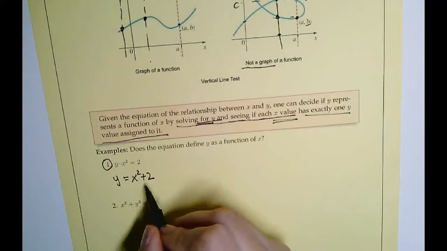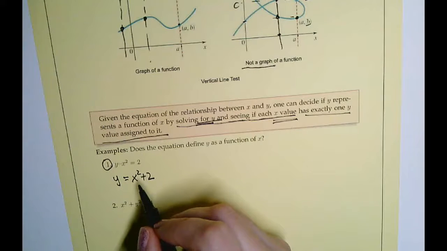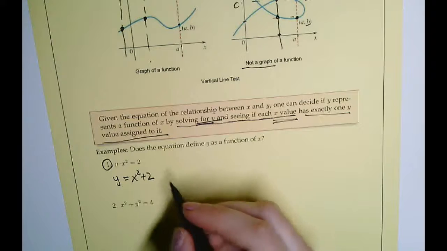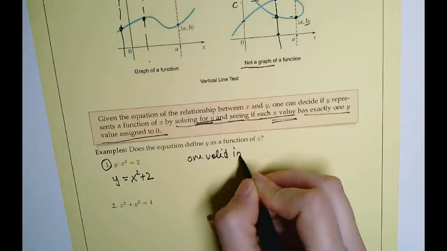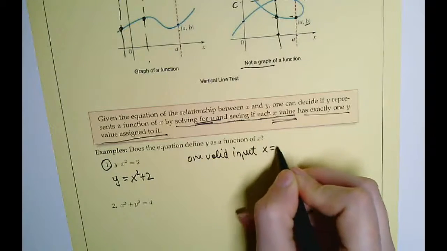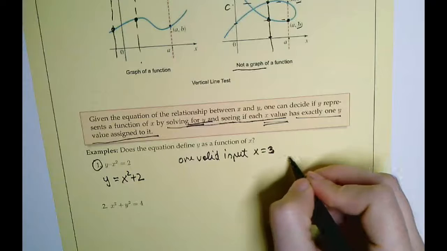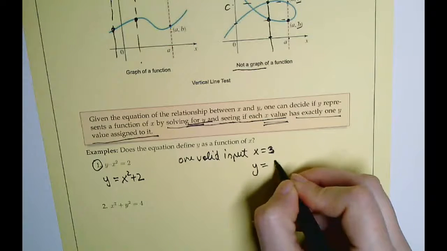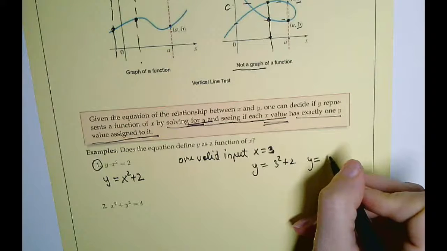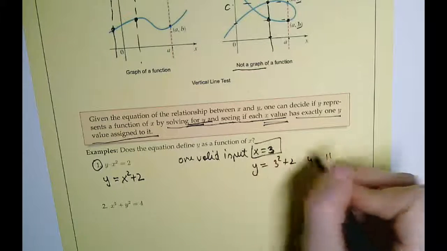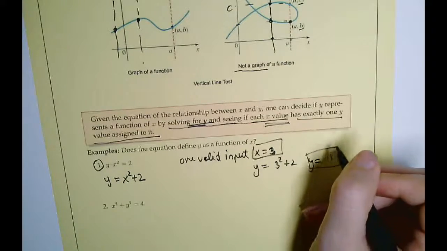So if I have one x in here, how many y's am I going to get out? For example, one valid input, let's say x equals 3, how many y's does it give you out? It will give you y equals 3 squared plus 2. It will give you y equals 9 plus 2, which is 11. So one input gives you exactly one output.